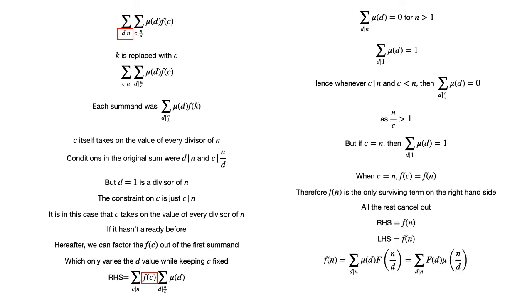But if c equals n, then the sum as d divides 1 of mu of d equals 1, and when c equals n, little f takes on the value f of n. Therefore, f of n is the only surviving term on the right hand side, as all the rest cancel out. This means the RHS equals little f of n, which is equivalent to the left hand side, thus proving the formula. Now to clarify things, let us apply the Mobius inversion formula to the functions tau and sigma.